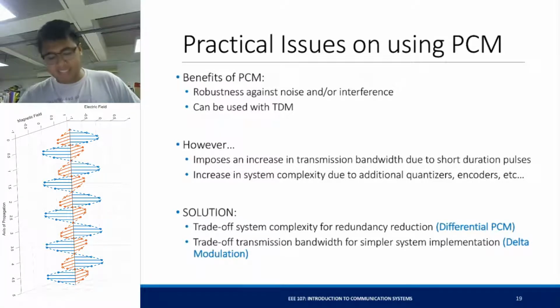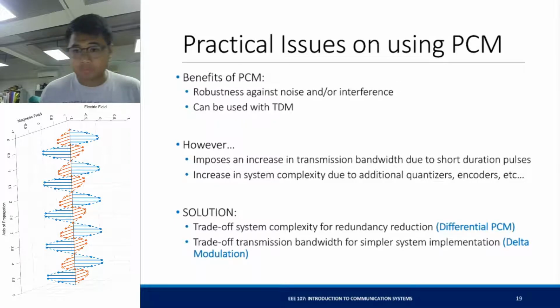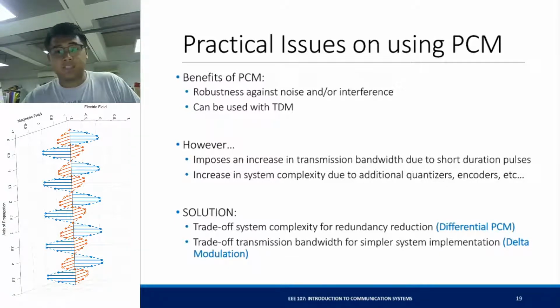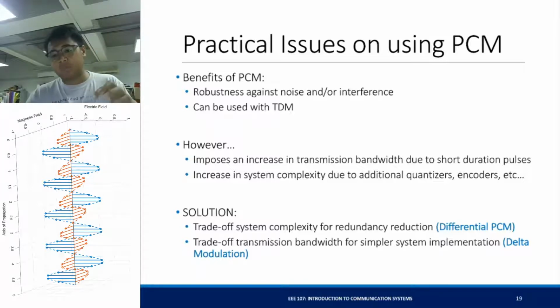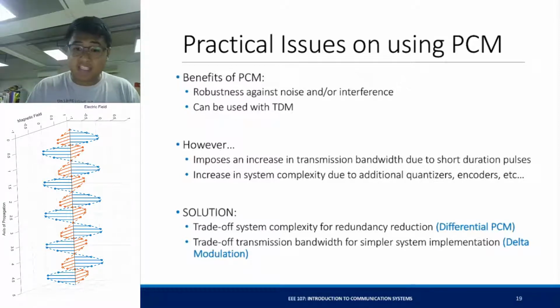And this imposes an increase in transmission bandwidth, right, due to the shorter duration of pulses, an increase in system complexity. So even if it's robust against noise, you want to add that robustness, those advantages, your system becomes more complex. And this is kind of a general trade-off when we're designing communication systems. You want a better communication system, everything becomes more complicated, everything becomes more complex.